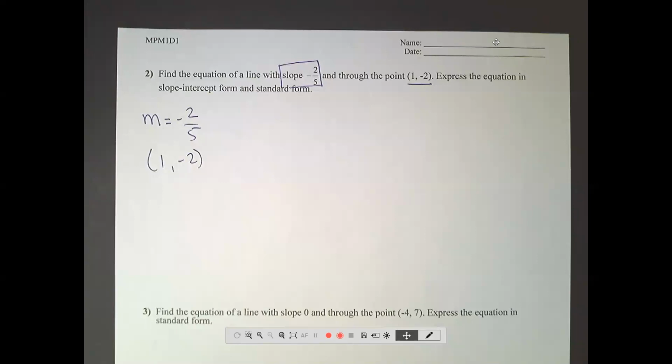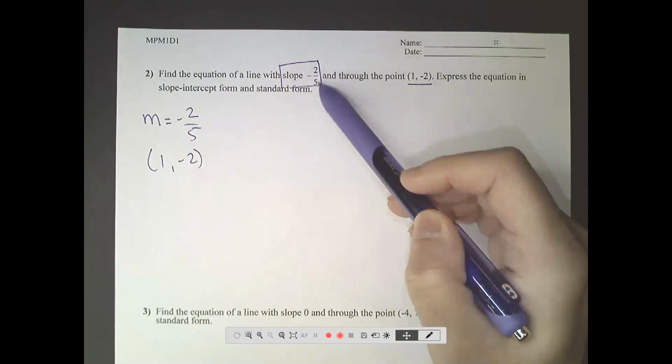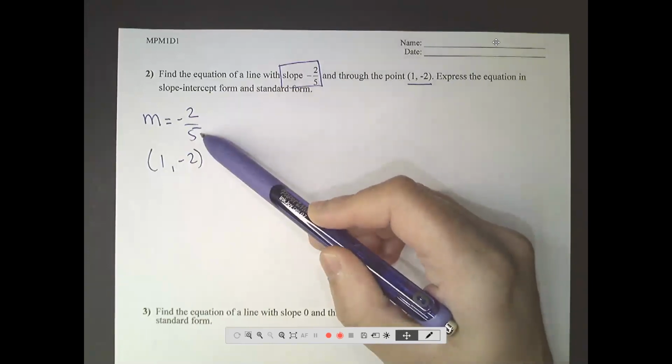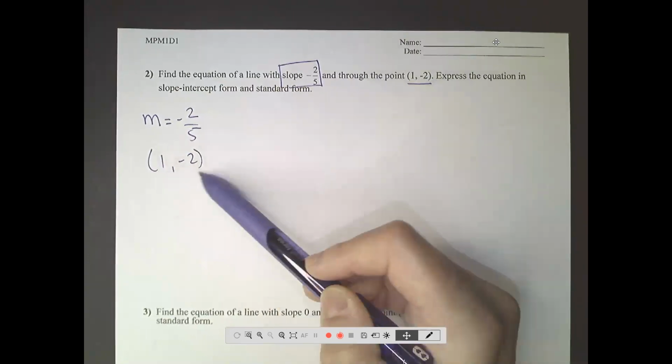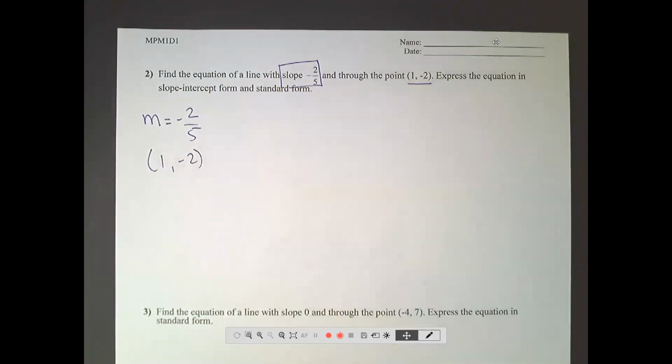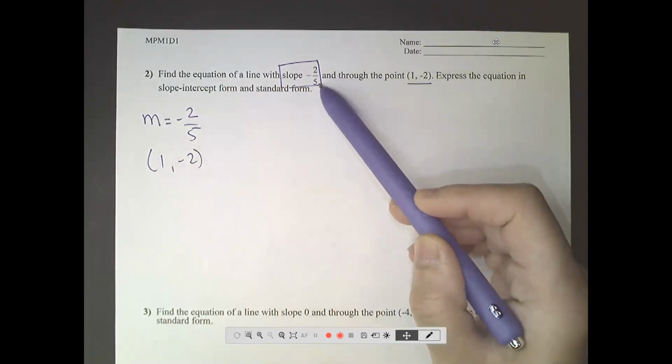Okay, we're ready to move on to question number 2. Question number 2 says, find the equation of a line with slope negative 2 over 5, which I've written down over here. m is equal to negative 2 over 5, and through the point (1, -2), which I've written down here. It's the exact same question as before, except this time I wanted to show you how to deal with a question that has a fractional slope.